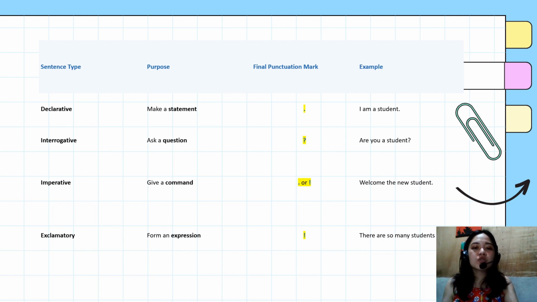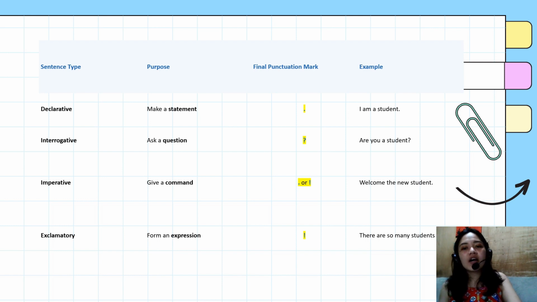As for the final punctuation mark, for the declarative we have the period, for the interrogative, the question mark, the imperative could be either the period or an exclamation point, and the exclamatory is the exclamation point.